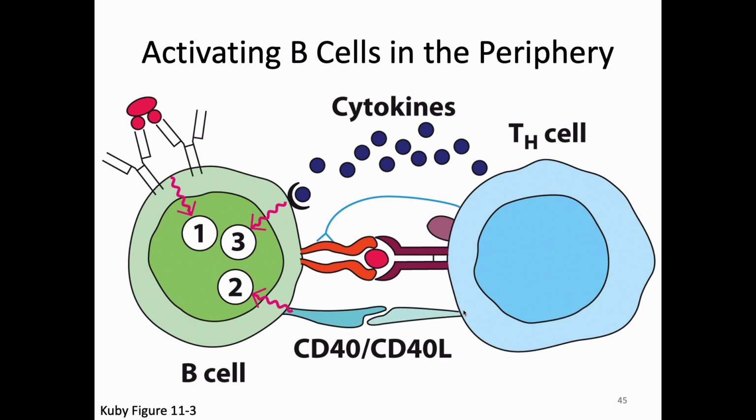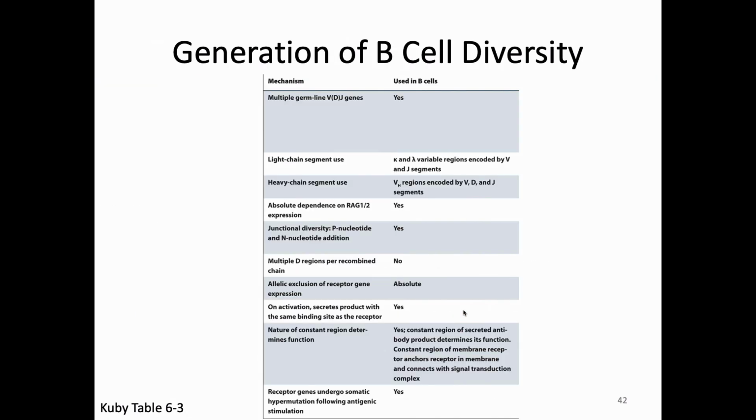So just as a summary, this is a table from your textbook talking about all of the things that we have seen that are important for B cell activation and how we are generating B cell diversity. So we can use multiple V, D and J genes as well as light chains. We've got our heavy chains. We depend on RAG1 and RAG2. We add P and N nucleotides. We can't put together multiple Ds because that would break the 12-23 rule.